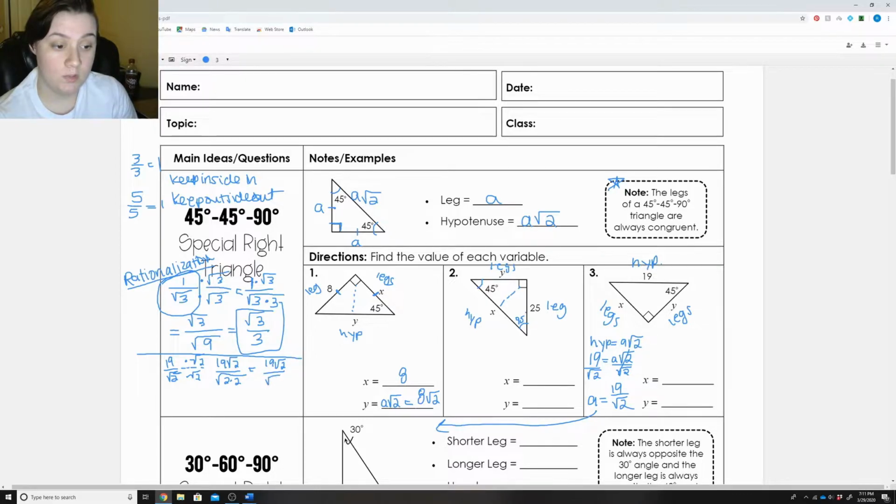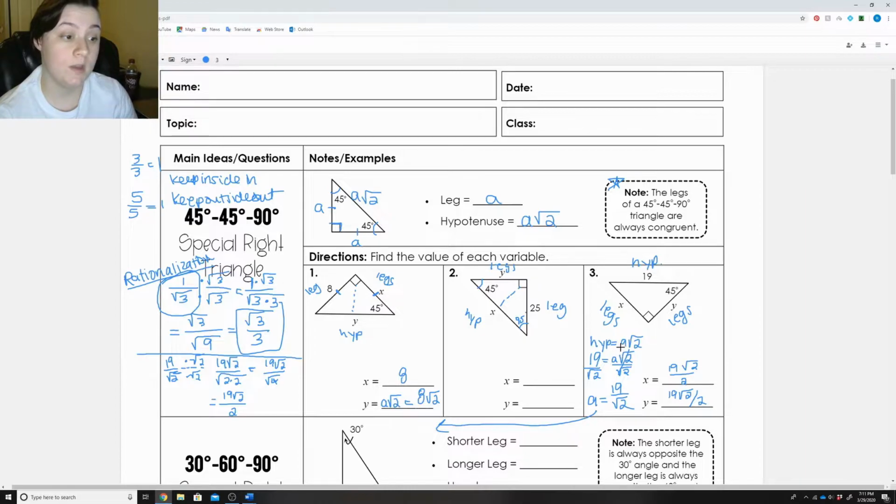We do know that 2 times 2 is 4. And then we know that the square root of 4 is just 2. So our answer here, now that we do not have a square root on the bottom, is going to be 19 square root of 2 over 2. And both legs are going to be the same length there.